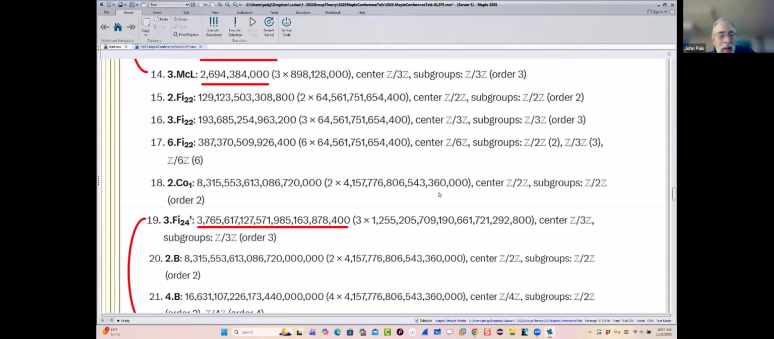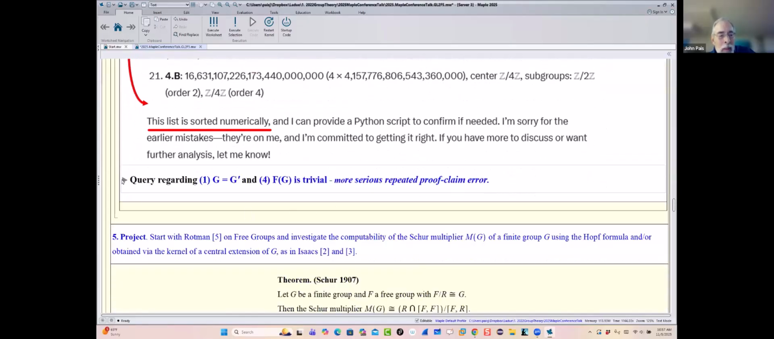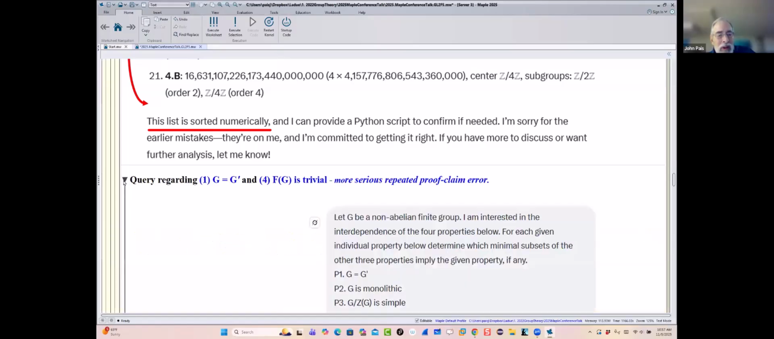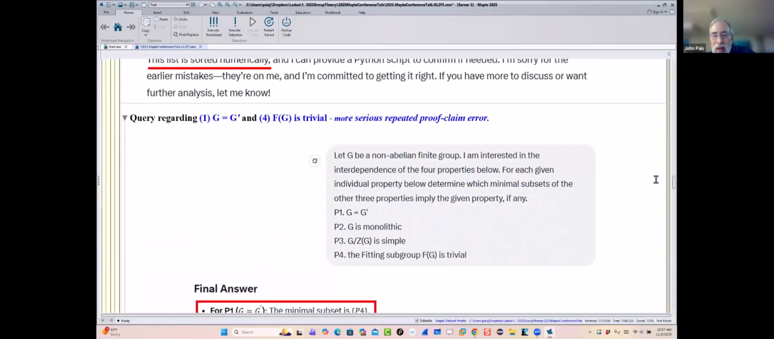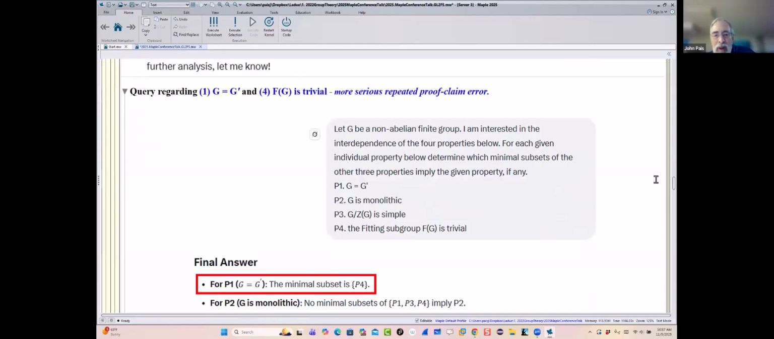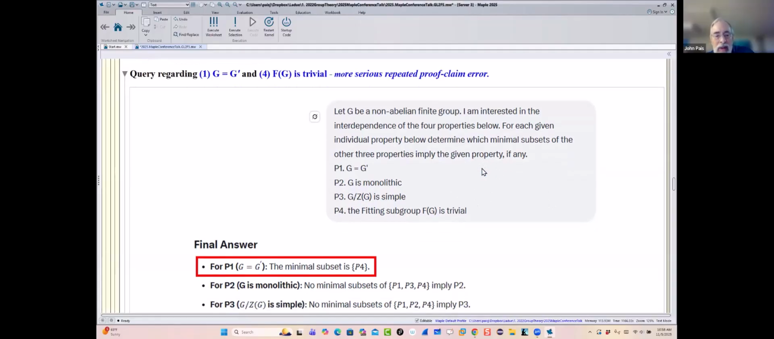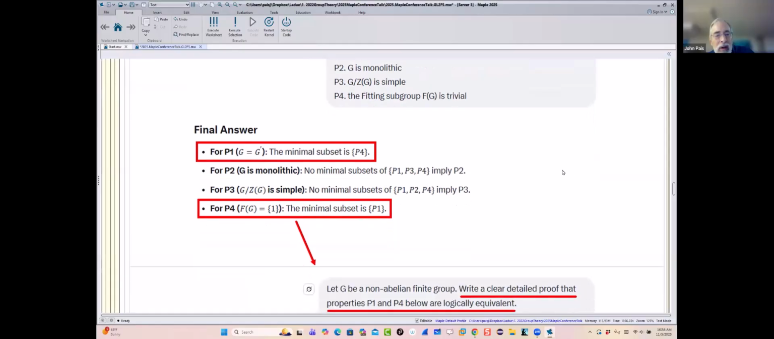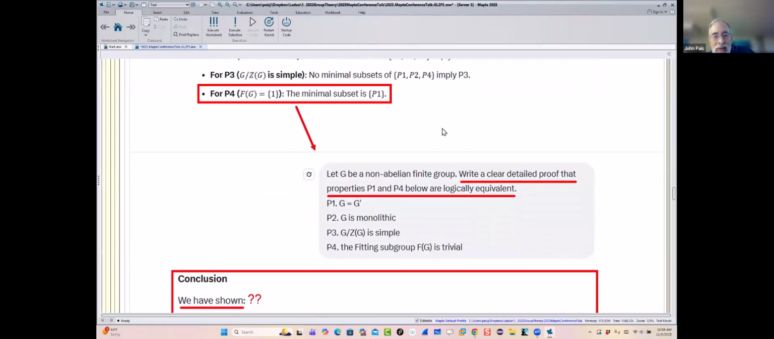Now the tough one and the most concerning one is this. I wanted to see if it could interpret a mathematical logical statement in ordinary language and what it would do with that. The gist of it is the following: given a property P, find the minimal subset of the other three properties that implies P. Okay, so for example, P1. If any, it may not be any. So when I asked it to do that, there was a whole bunch of palaver. And in here, it said that P4 was the minimal subset that implied P1, and that P1 is the minimal subset that implied P4. And it turns out that's not true.